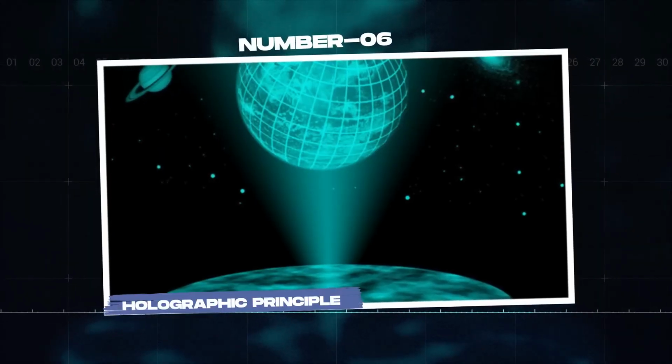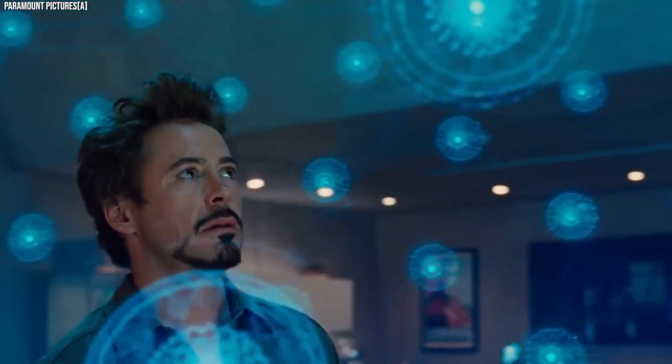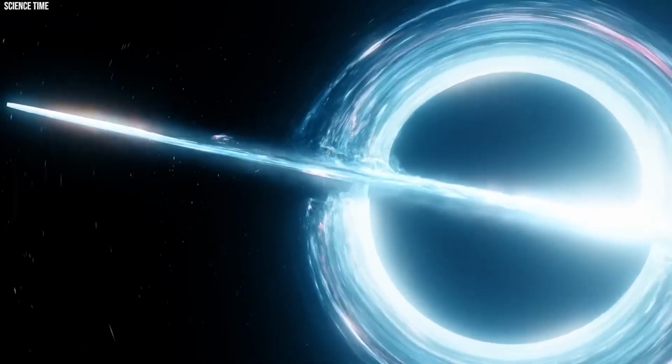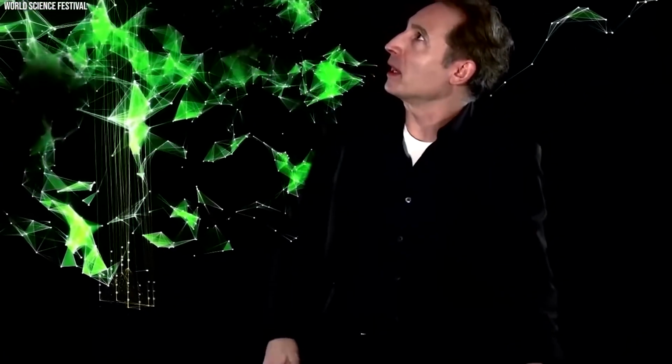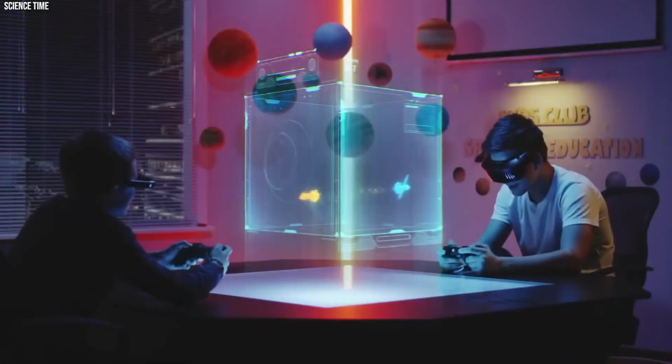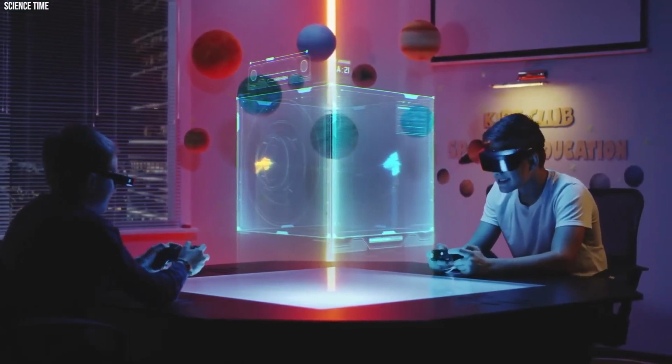Number 6. Holographic principle. The holographic principle, arising from the realm of string theory, proposes a remarkable concept that has deep implications for our understanding of black holes. This principle suggests that all the information contained within a certain volume of space can be encoded on a boundary surface that surrounds it, much like a hologram.